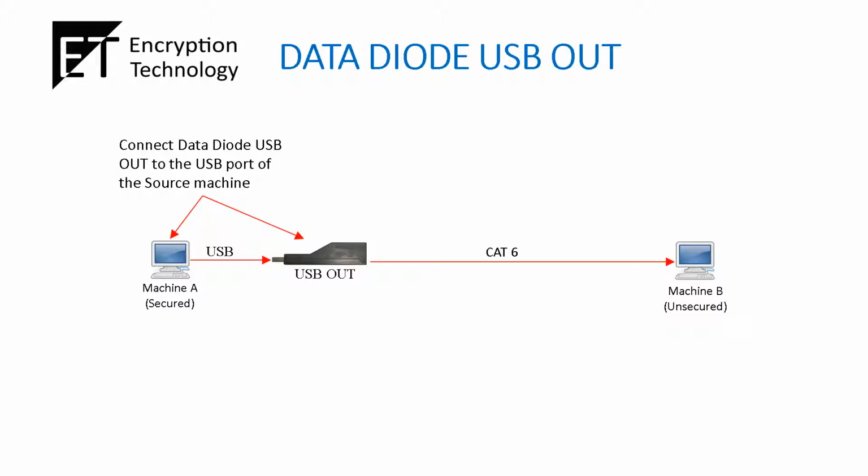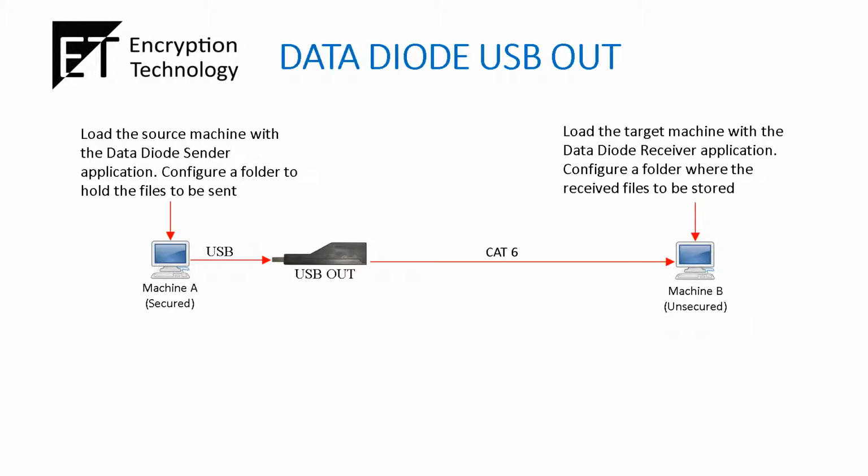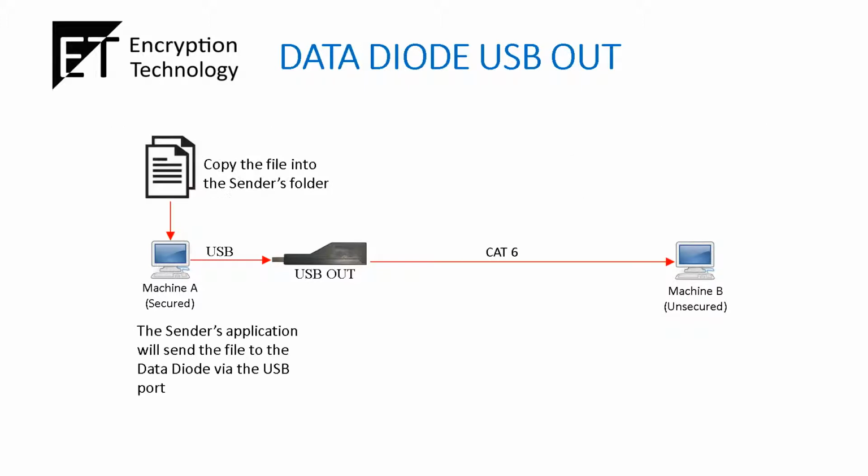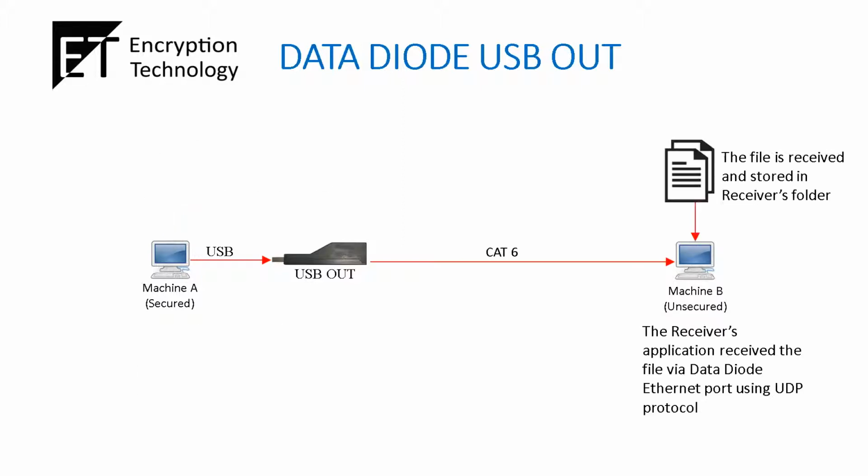Load our data diode sender application in the source machine and our data diode receiver application in the target machine. Run both applications and we are now ready to send and receive files. Copy a file into the sender's folder of the source machine. The data diode sender application will send the file to the USB port of the data diode out device. The target machine's receiver application will then receive the file via the Ethernet port connection through UDP protocol. The file received is stored in the target machine's receiver folder.